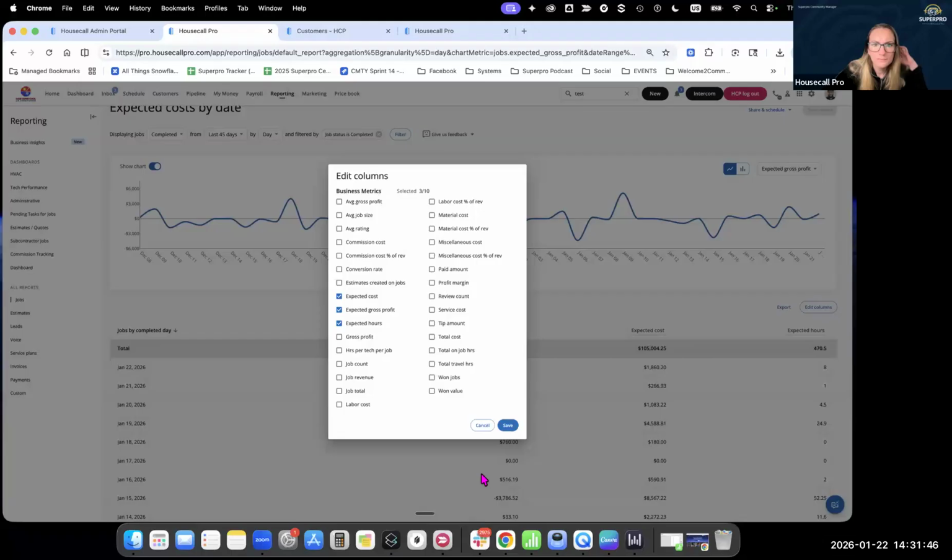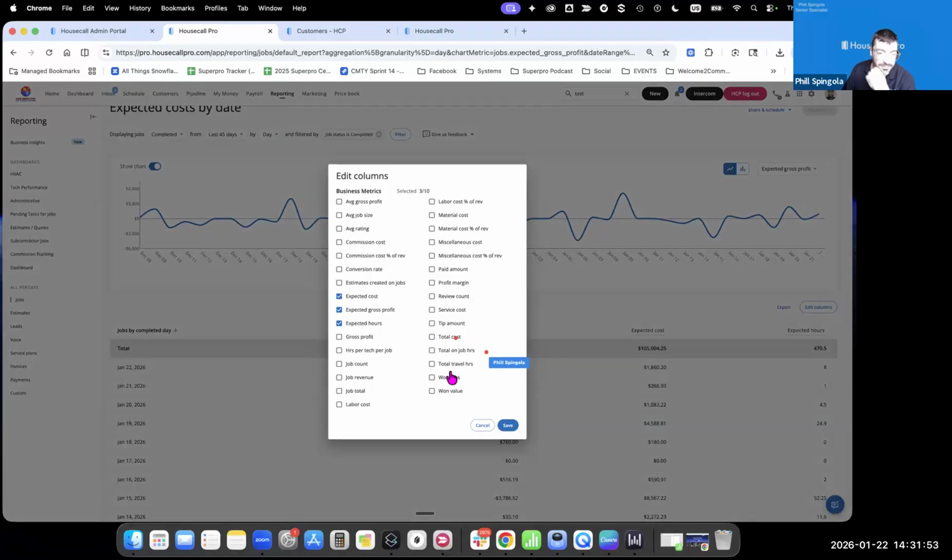So there's our expected costs, our expected profit, our expected hours, and then we can have here our total cost, total hours on job, and job total. Okay.